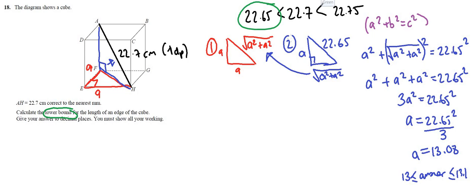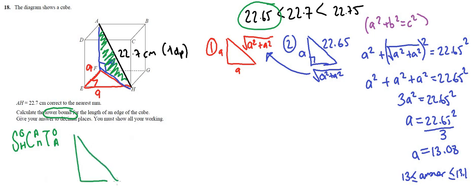Right, now, Harry was asking about doing this with SOHCAHTOA. So let's have a look at doing it with SOHCAHTOA, or trying to. I'm just looking at this triangle, the vertical triangle. Here's my triangle. This is my point A, that's my point down there, H, and that's my point at the back, F, and there's my right angle. I know that this is the lower bound of 22.65.